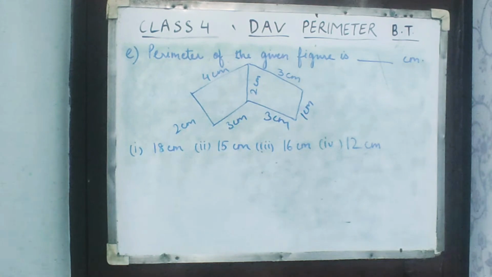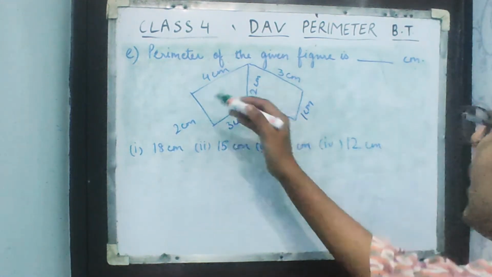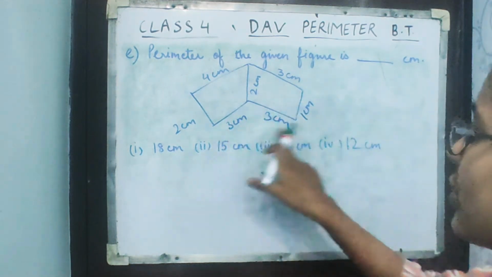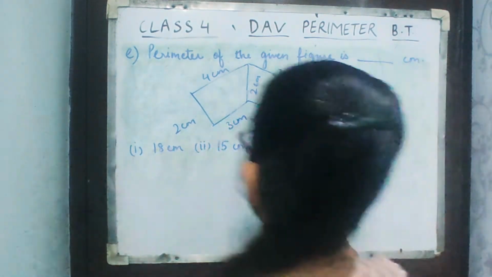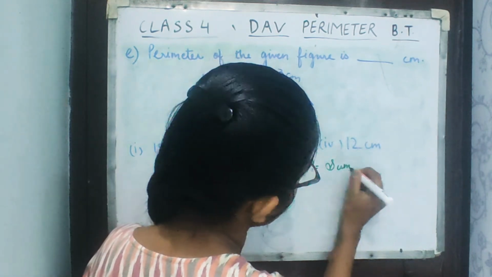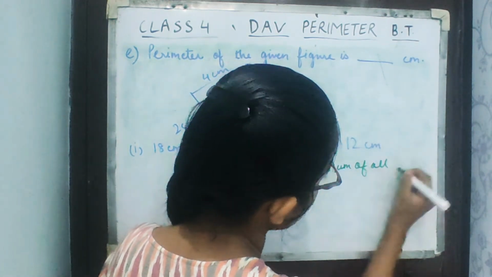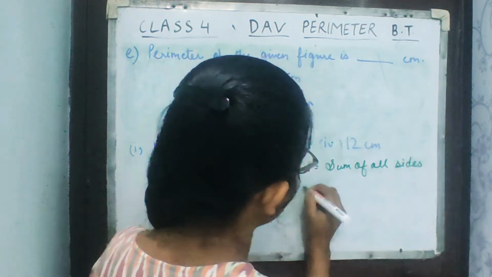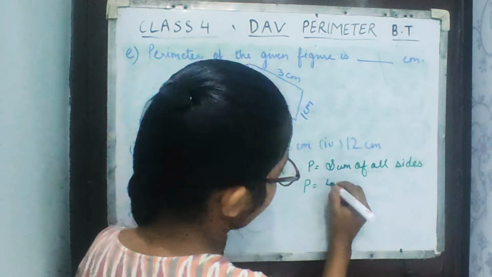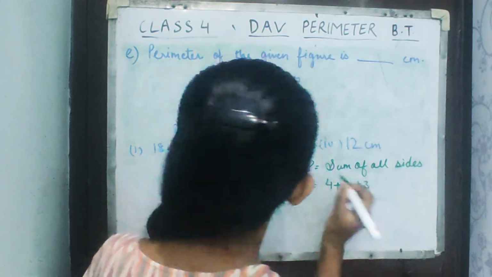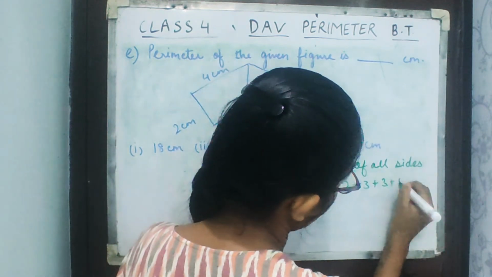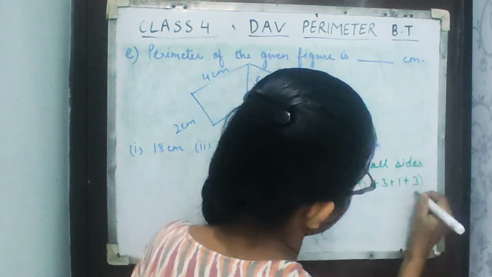So now coming to our E question, that is perimeter of the given figure is dash centimeter. So a figure is given, units are written, we have to find the perimeter. Okay, so perimeter will be what? Perimeter is equals to sum of all sides. Yes, sum of all sides. It means perimeter will be 4 plus 2 plus 3, 4 plus 2 plus 3, then 3 plus 1 plus 3. Yes, 3 plus 1 plus 3 centimeter.